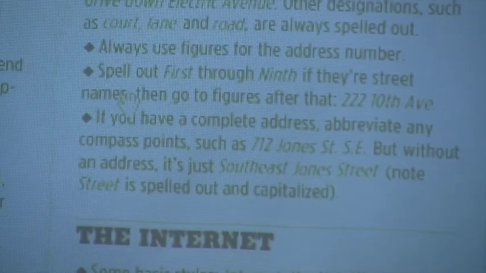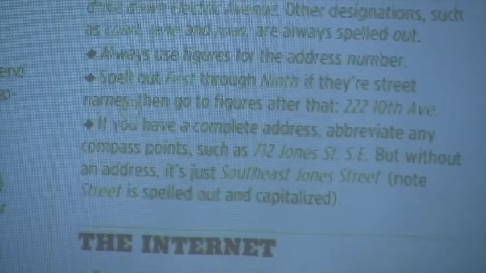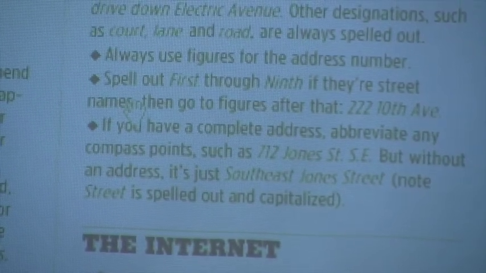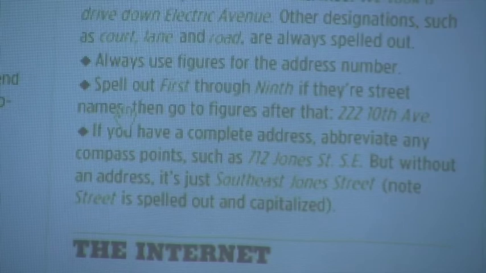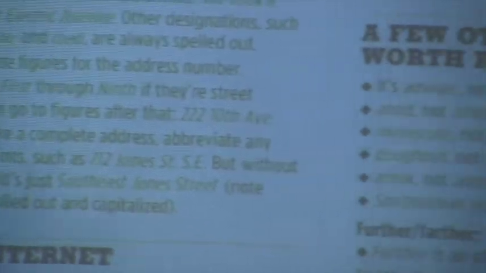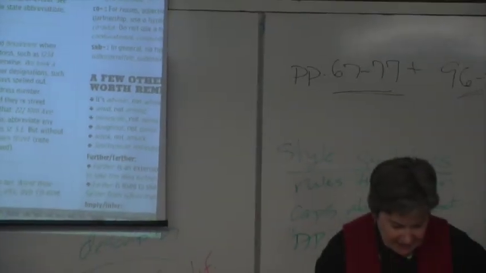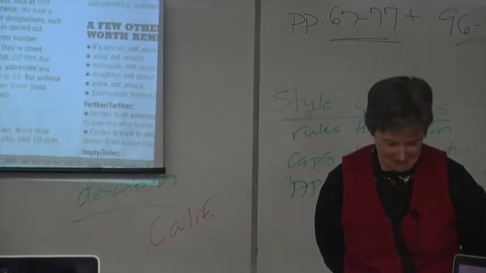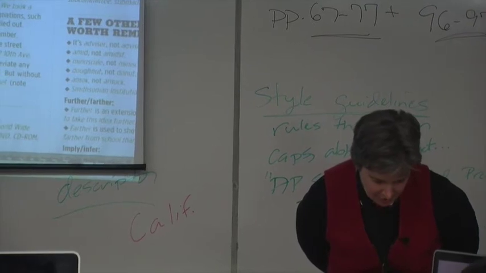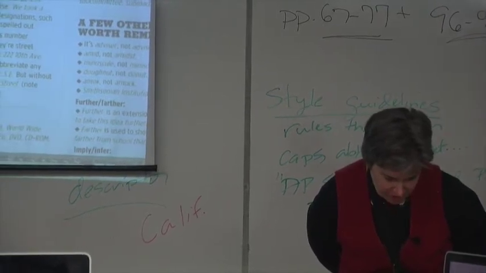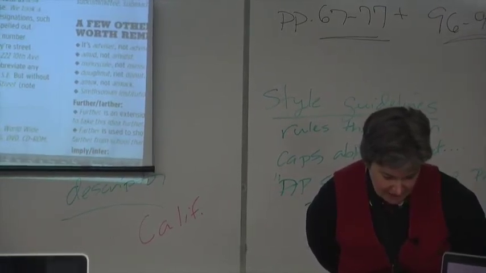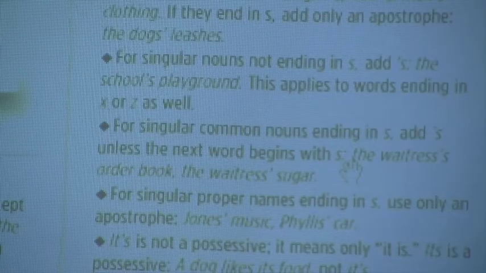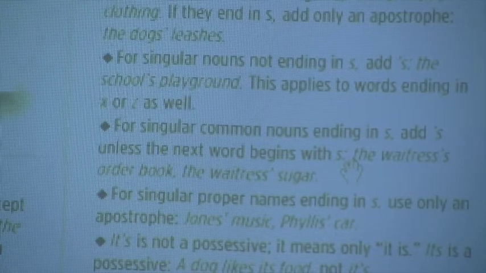Very good questions. Okay, possessives. Do you see in the next column? Make sure you understand possessives. Look at the middle one. For singular common nouns ending in S, add apostrophe S unless the next word begins with S. That's a funny one because it's so complex. So the waitress's order book. So we do have apostrophe S. But look, if the next word is sugar, the waitress' sugar. So those are ones you want to remember.